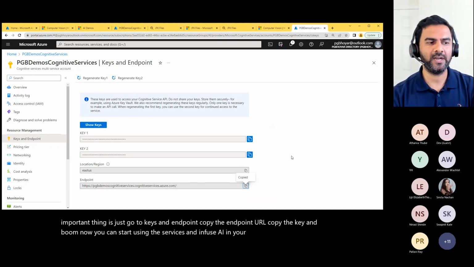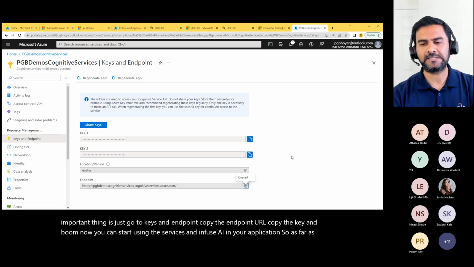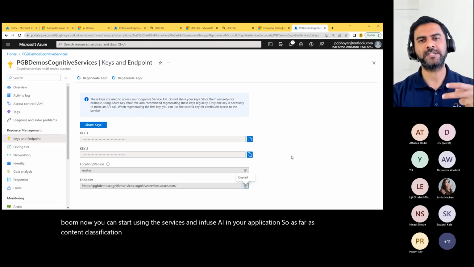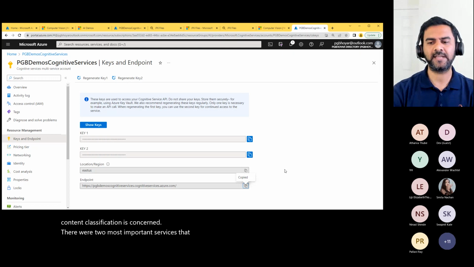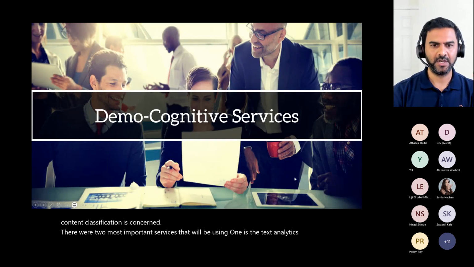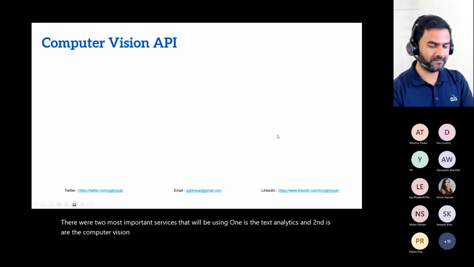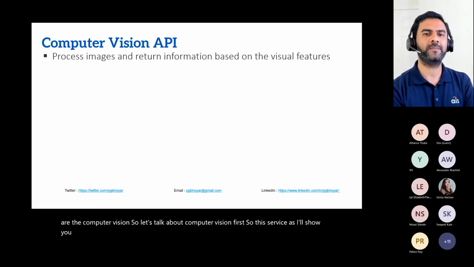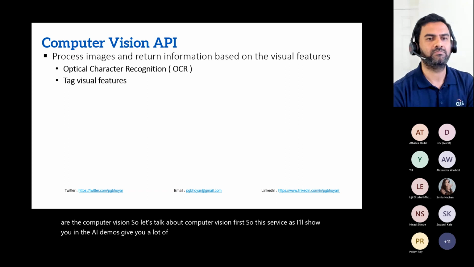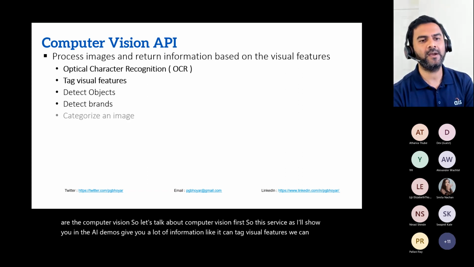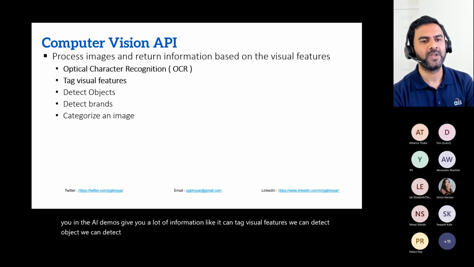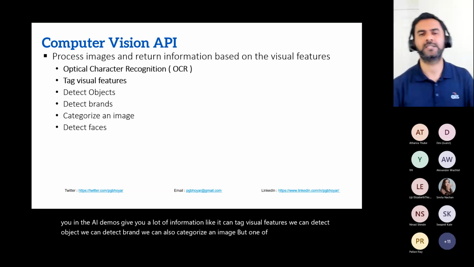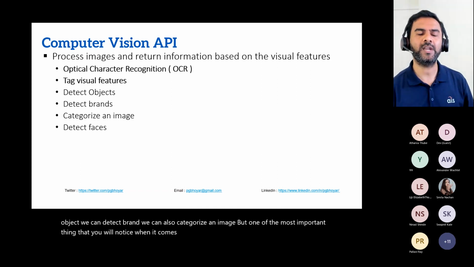As far as content classification is concerned, there are two most important services that we'll be using. One is text analytics, and the second is computer vision. Let's talk about computer vision first. This service, as I showed you in the AI demos, gives you a lot of information. We can tag visual features, detect objects, detect brands, and also categorize an image.